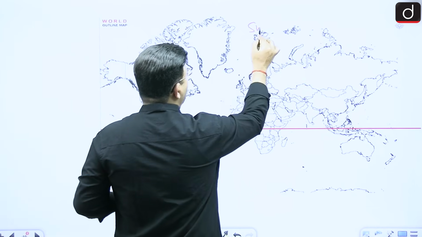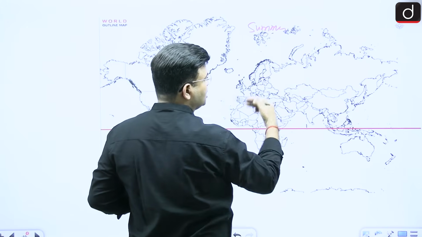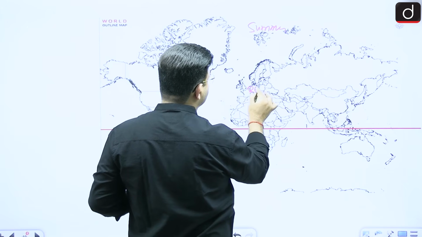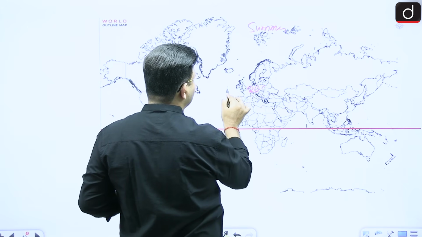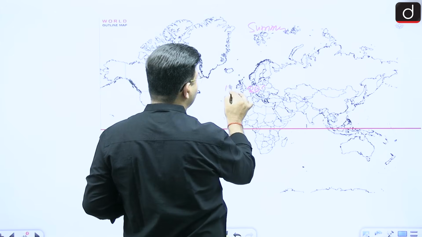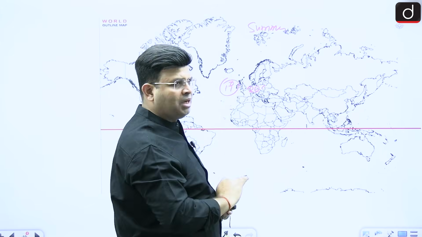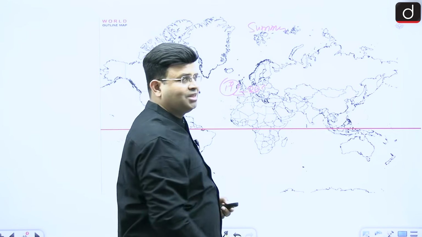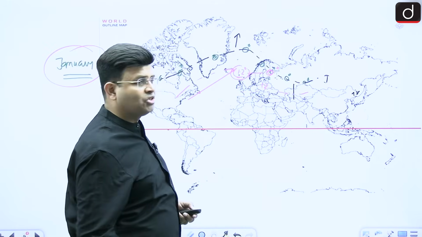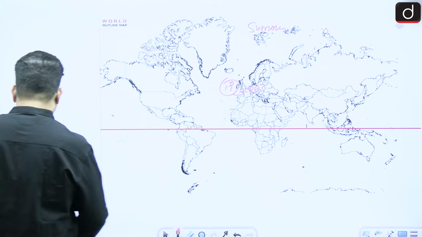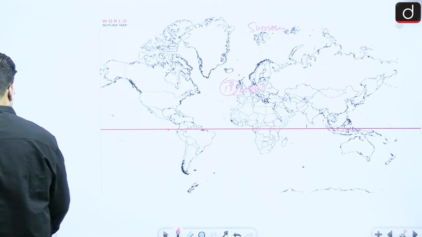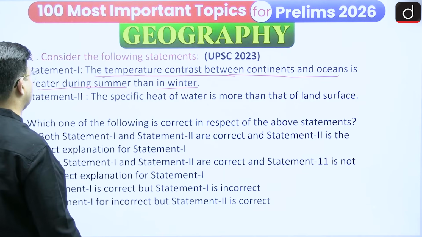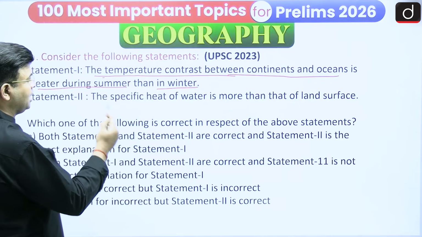And if I talk about the summer time, the land absorbs more heat, yes or not? And you can say it is 20 degrees Celsius. If the land is at 20 degrees Celsius, then the ocean in this region will be, as I said, 17. So the ocean temperature at that time will be less in the summer because the land absorbs more heat, and the temperature contrast is only 3, and in winter it is not so high. So accordingly you can answer this question. This is the first statement: the temperature contrast between continent and ocean is greater during summer than in winter. We have to see whether it is right or wrong.